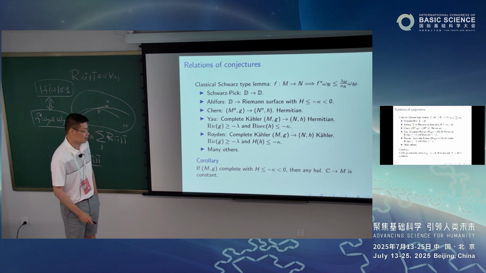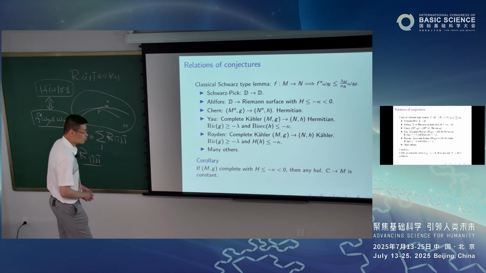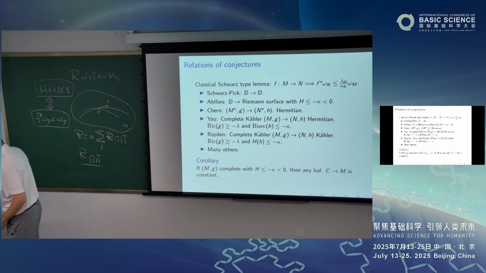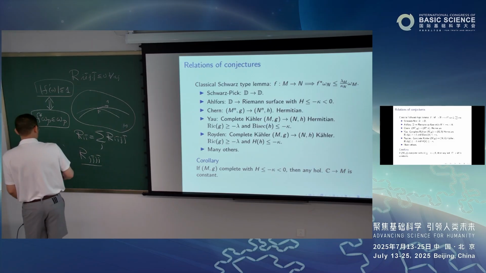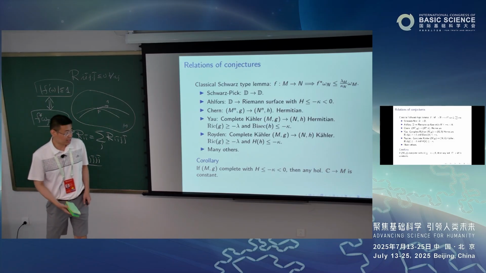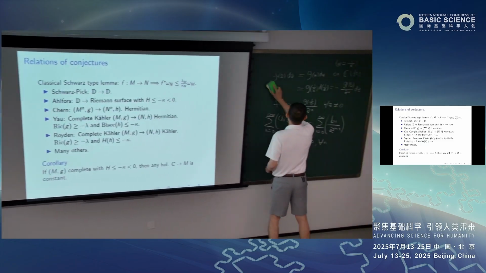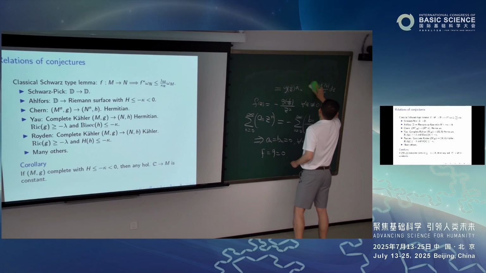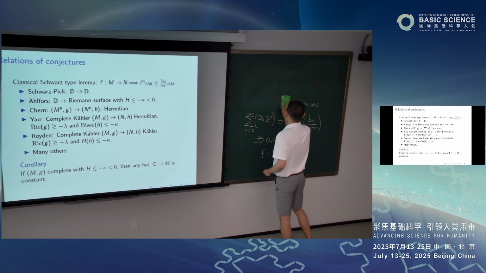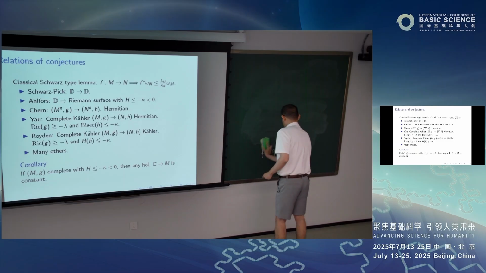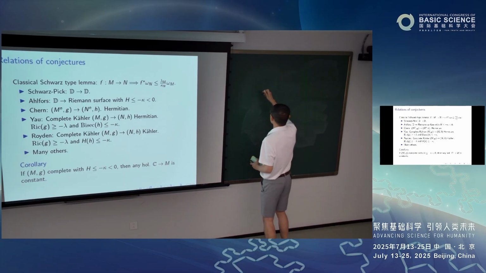All right. So that means if a manifold is compact and has negative holomorphic sectional curvature, then it must be hyperbolic. So the relation now is that it's hyperbolic.